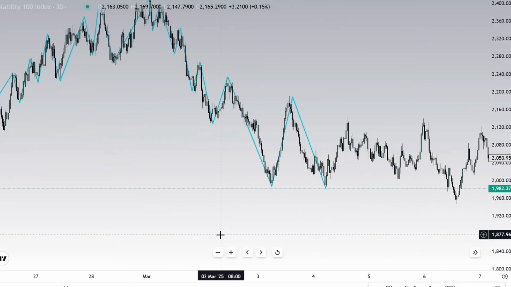In our next class, I'm going to explain break of structure, change of character, their differences, their similarities, and then trade it.